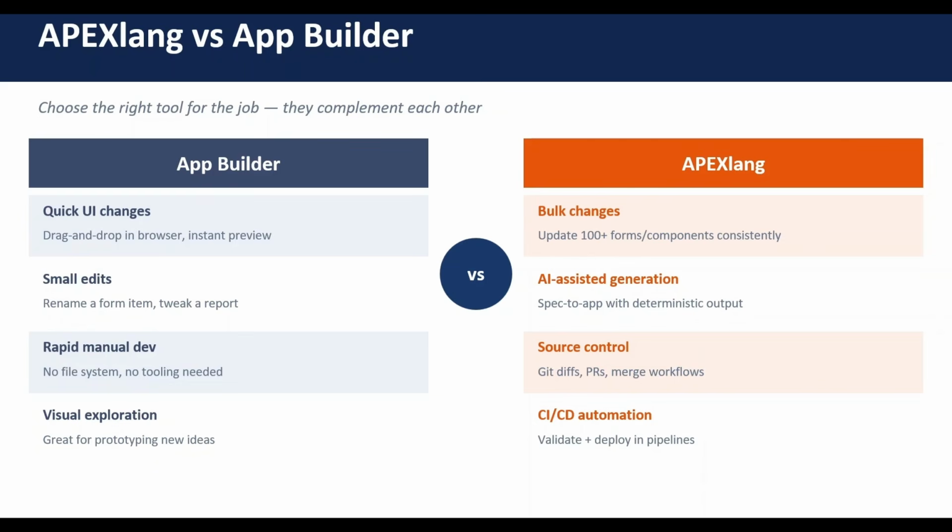But with APEXLang, we can bulk update things. So if there is a particular LOB which is changing, and multiple forms are affected by it, rather than doing it manually, we can let AI do it. So in those places, APEXLang would help. And then there is source control and CI/CD automation. We can cover all these aspects in the upcoming days.